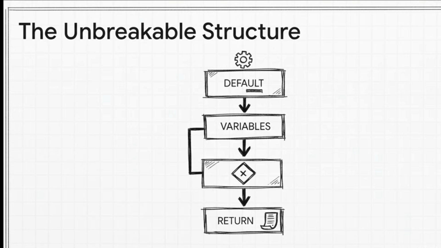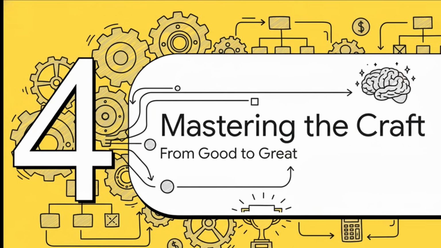And here's one of the best things about Fast Formula, this rock-solid, unbreakable structure. Every single good formula follows this exact 5-part recipe. You set your defaults, declare your inputs, create your variables, write the actual logic, and then you return the final answer. This strict order makes them predictable, easy to read, and a whole lot easier to fix when something goes wrong. So, knowing the structure is one thing, but really mastering the craft, that's another level.